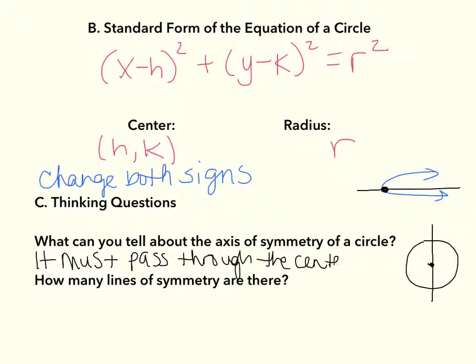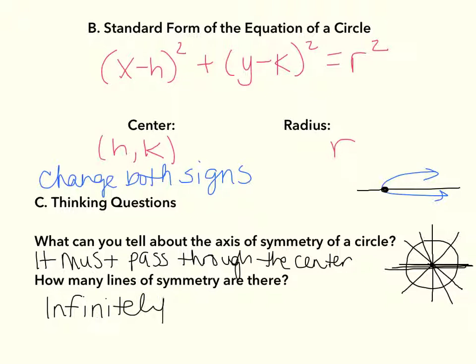And then how many lines of symmetry are there? As long as it goes through the center, you've got infinitely many lines of symmetry. So the parabola only had one, your circle is going to have many.